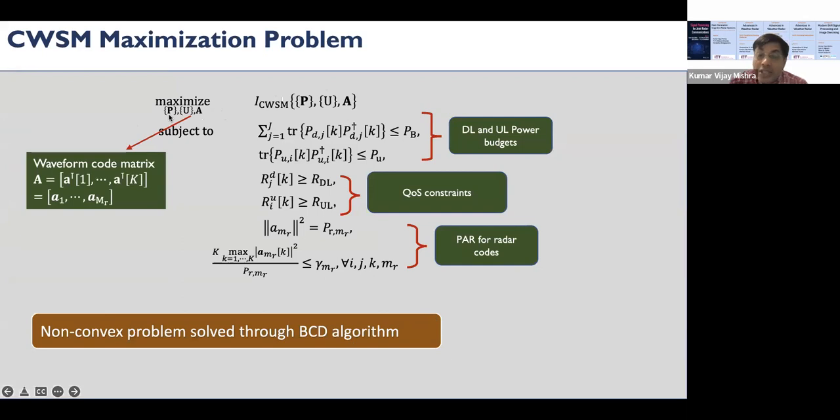And there's not just one or two nodes. For the waveform code matrix, we have MR transmitters; U, the receive filters, covers both radar as well as comms, and there are so many receivers, so it's very complex. Then we have power budgets for uplink and downlink, rate constraints, and for the radar waveform, we also put a power constraint. Extremely complex, but that's what our paper is about, and we use block coordinate descent to solve this problem.